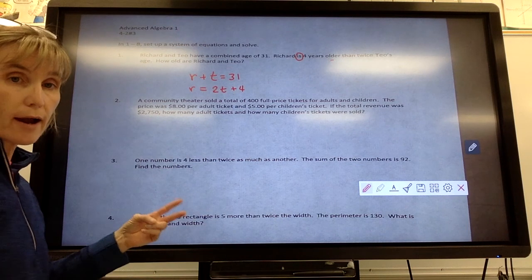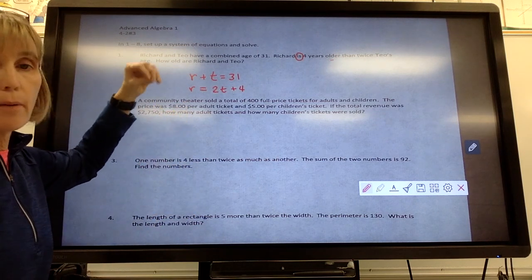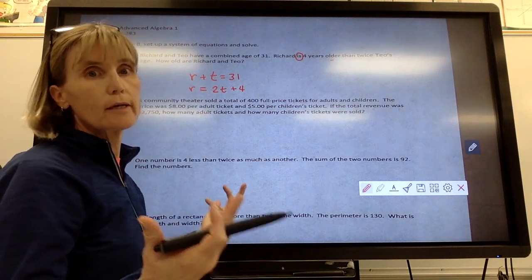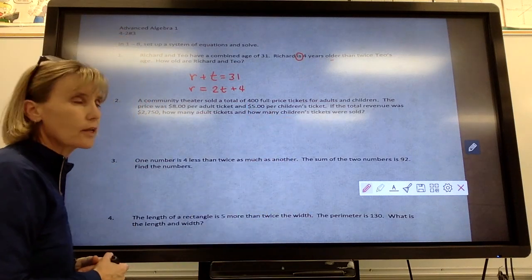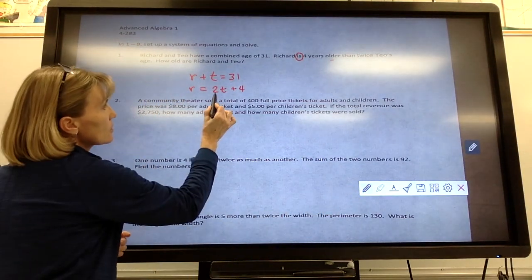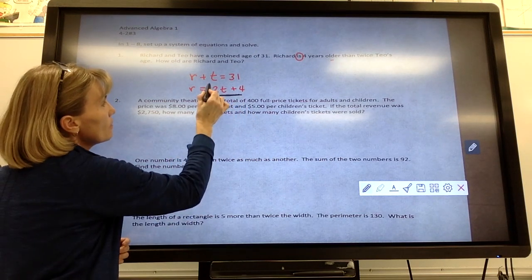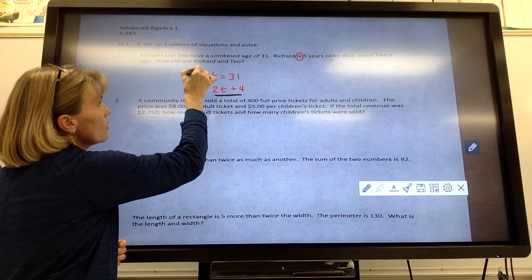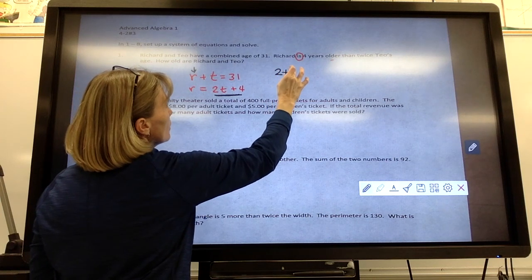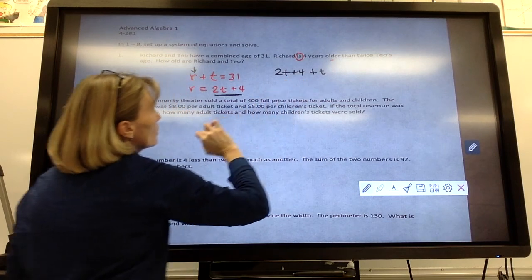In order to solve these, you have to have two equations. So make sure you get that. I have two equations. Now I'm going to apply my substitution to this system of equations so that I can solve it. Which variable is by itself? If you look at this, 2t plus 4 is the part that is by itself. So I'm going to substitute this into the top equation for the R. So I'm going to say 2t plus 4 plus t equals 31.